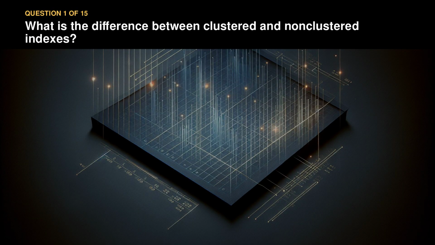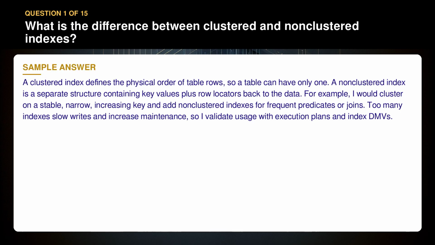Question 1. What is the difference between clustered and non-clustered indexes? A clustered index defines the physical order of table rows, so a table can have only one. A non-clustered index is a separate structure containing key values plus row locators back to the data. For example, I would cluster on a stable, narrow, increasing key and add non-clustered indexes for frequent predicates or joins.